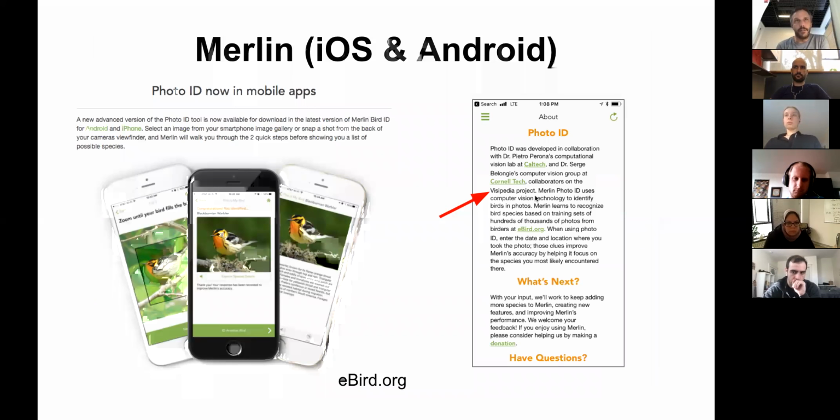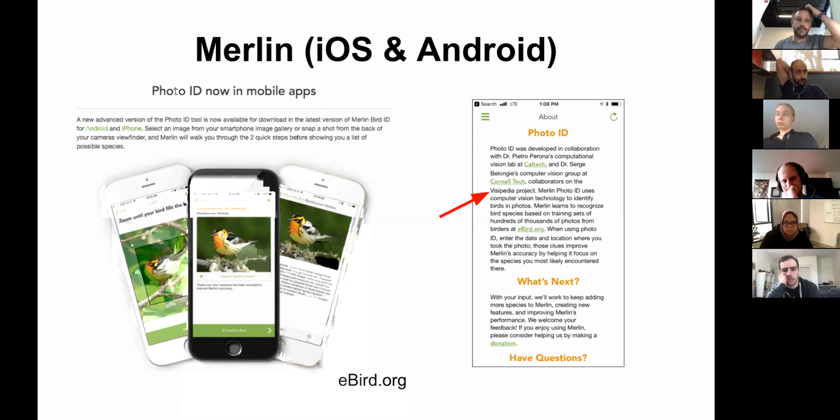So this led to the creation of Merlin Bird Photo ID. This is a free app that you can download for iOS or Android. And as you can see in the about information, it's a contribution of the Visipedia project, which is a collaboration between Cornell Tech and Pietro Perona's lab at Caltech. So this is available now.